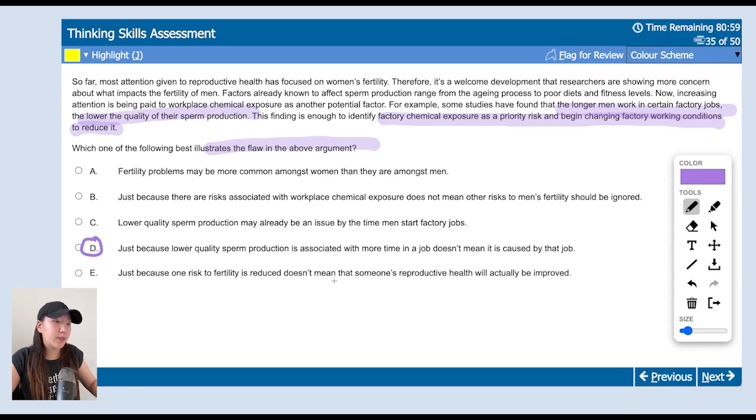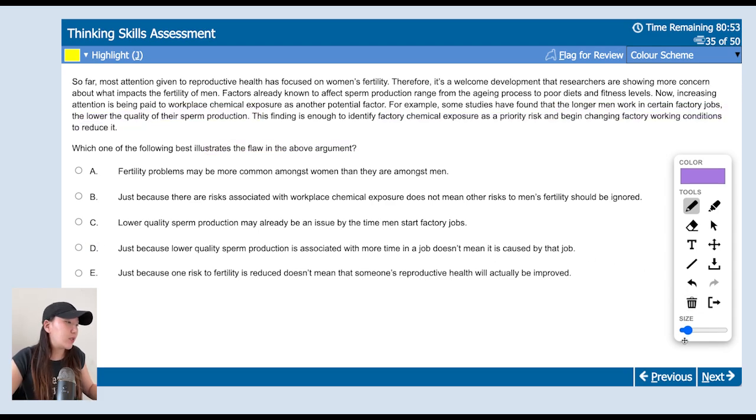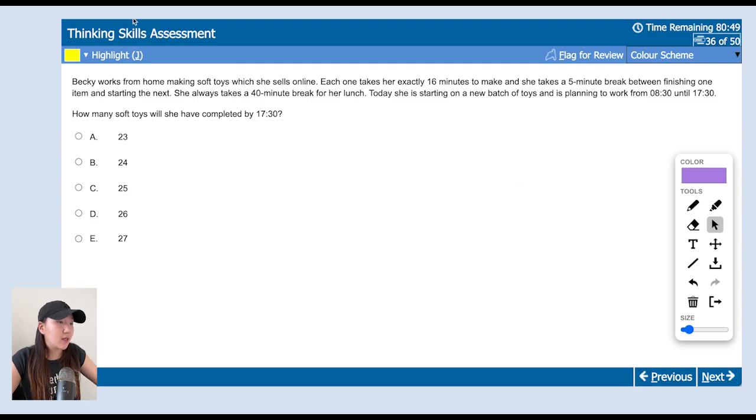Which is this one here. Just because lower quality sperm production is associated, so it's correlated, with more time in a job, doesn't mean it is caused by that job. So with these flaw ones, as I've said, if you memorize that list of factors, then it's usually going to work out pretty well for you.